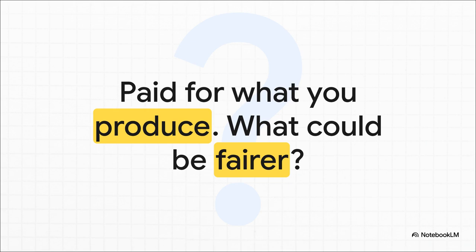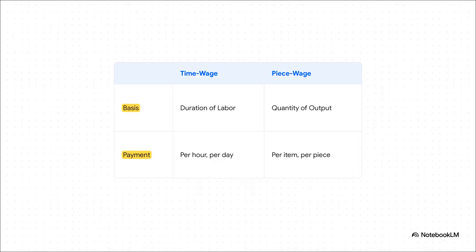You know, on the surface, the piece wage looks like the fairest deal you could possibly get. You get paid for what you actually produce. The more you make, the more you earn. It makes intuitive sense, right? It seems to reward your individual effort directly. But, as we're about to find out, that very appearance of fairness is exactly what makes it such a powerful and masterful illusion. So let's just put these two side by side to see the apparent difference.